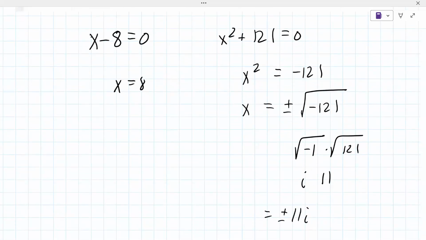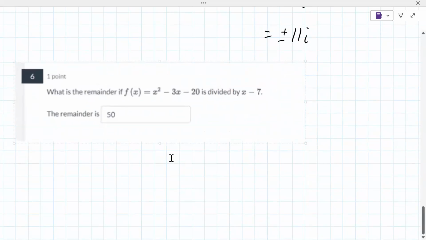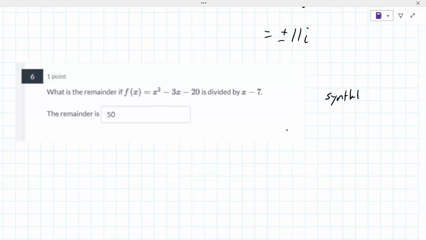Any more questions on that before we proceed? No. All right. So for number 6, the way to do number 6 is probably best to use synthetic division. Did you guys cover that in class at some point? Yeah. So 7 is what goes kind of over here to the left.